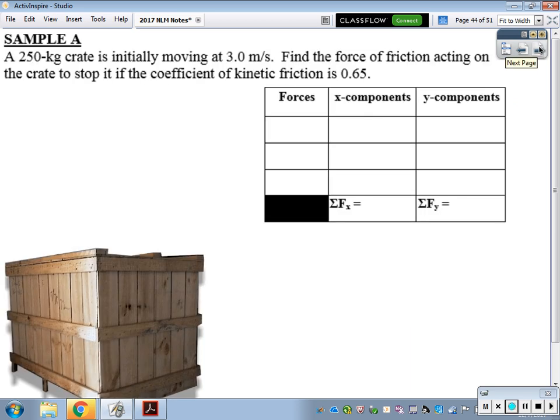Good. Let's do a couple quick sample problems. Okay, a 250 kilogram crate is initially moving at 3 meters per second. Find the force of friction acting on the crate to stop it if the coefficient of kinetic friction is 0.65. Step number one is to draw a free body diagram for sample A. So please, on your own, go ahead and draw a free body diagram.